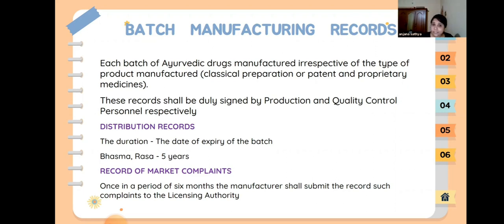And there is another record, the distribution record, that has to be maintained in the FG store, that is the finished goods store, to find out the distribution areas. If you have to do a recall, that will be easy if you keep a distribution record. The distribution records have to be kept until the date of expiry of each batch. For Basma and Dasa preparations, you can keep up to 5 years. And a record of market complaints also has to be kept. Once in a period of 6 months, the manufacturer has to produce these market complaint records to the licensing authority.